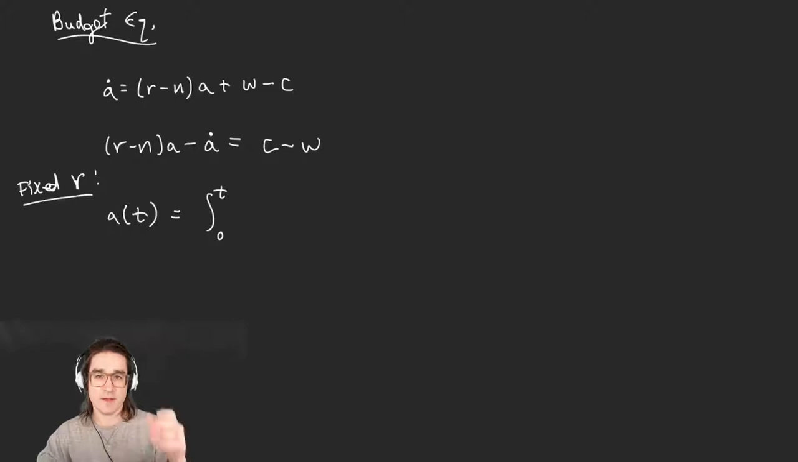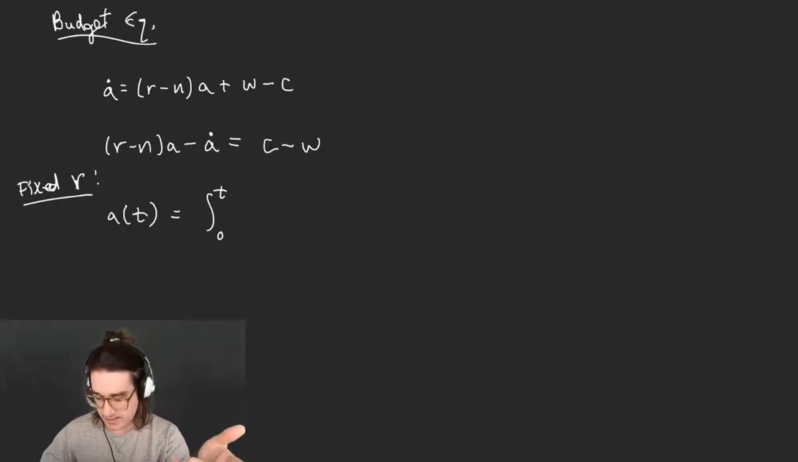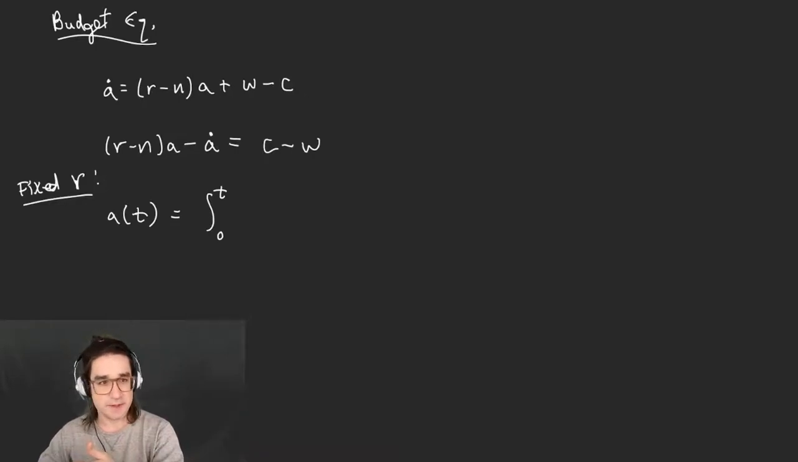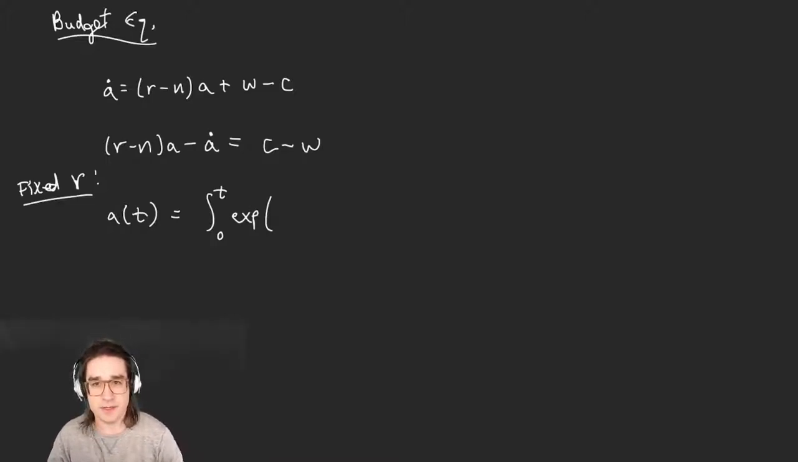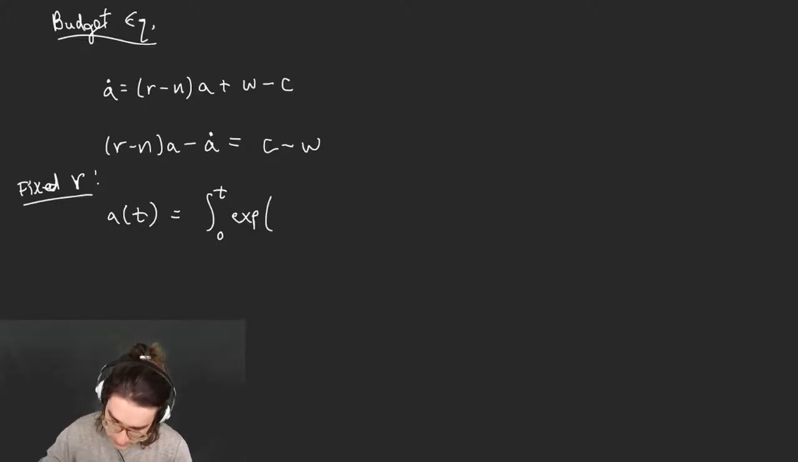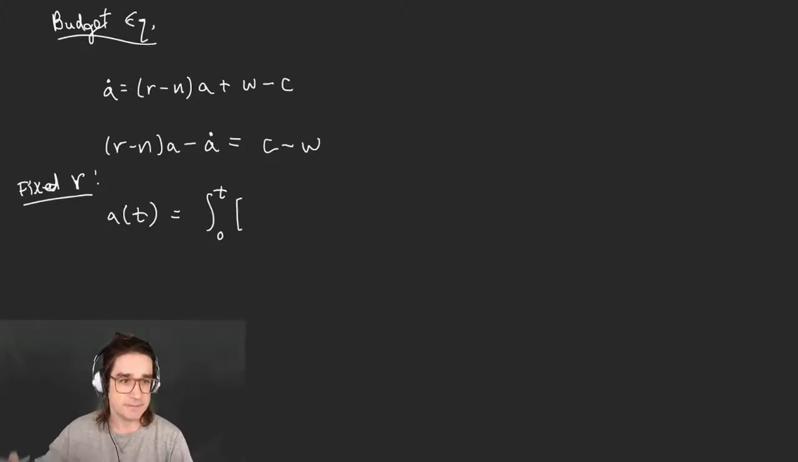Here the integral variable is how far back in time you're thinking. So zero is today, T is actually time zero. It's a little backwards, but we'll see how it works in a second. First of all, you put a certain amount of money in the bank at some time period, which we're going to call S.